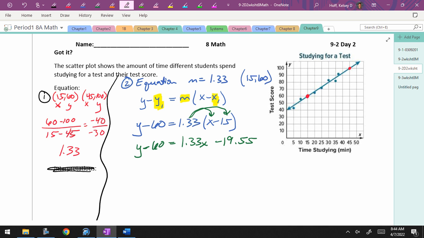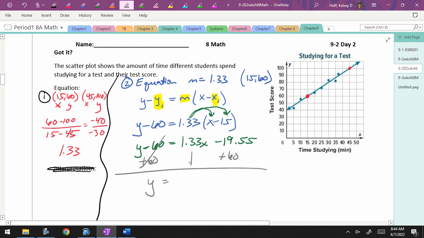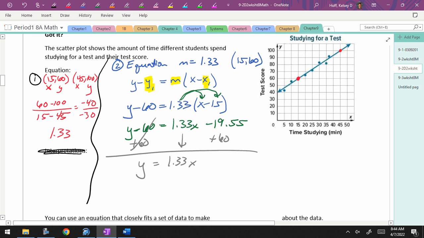Sam, what's next? Plus 60. Y equals 1.33x. Positive or negative? Positive. Remember, just type this into your calculator just like you see it. Negative 19.95 plus 60. Now, how does Ms. Hoff tell us to check that we did that correctly? Look at your graph. 40.05. Does that make sense? Yeah, 40.05 is just above 40.